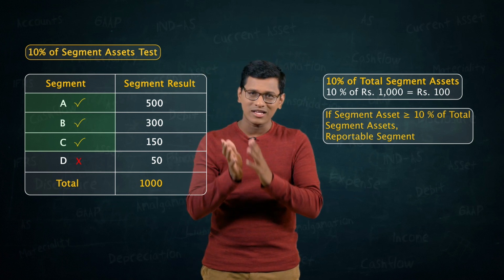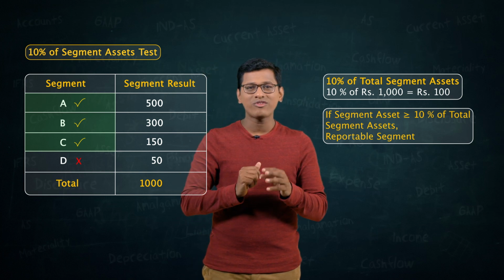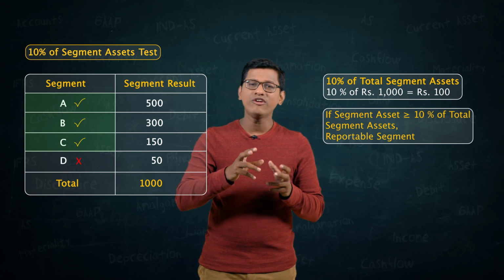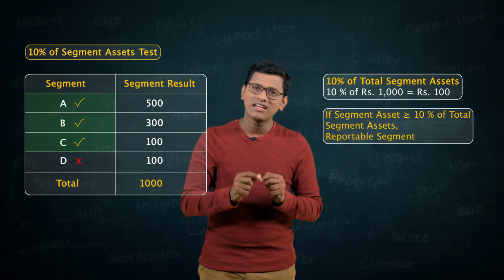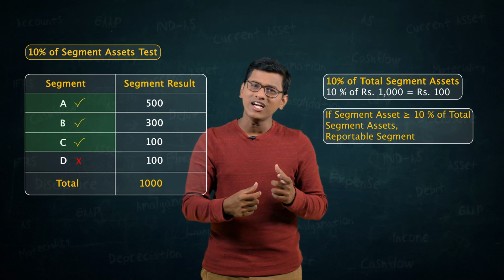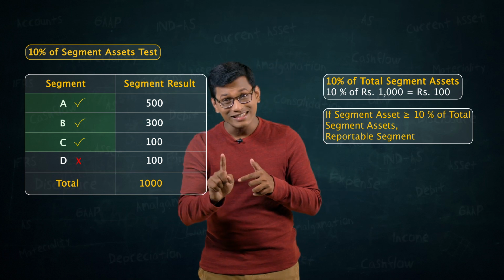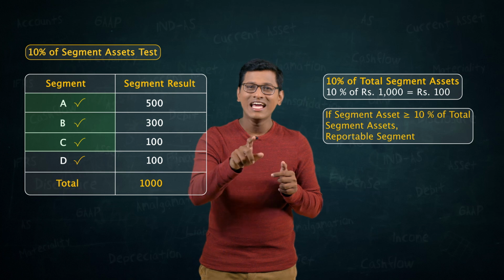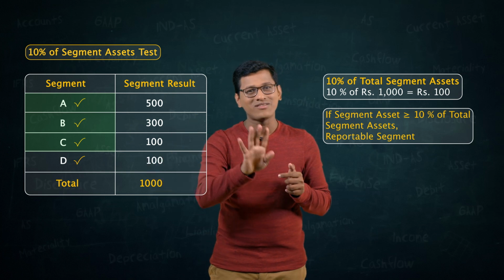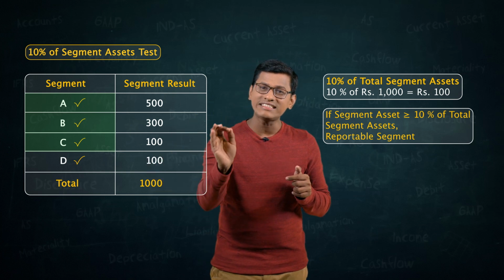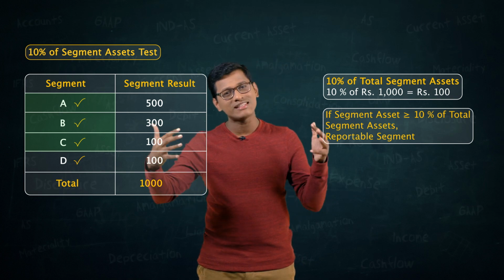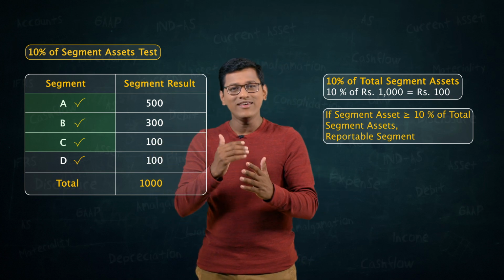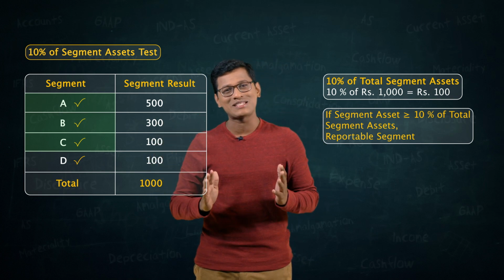Now, just imagine, instead of D being 50, if C were 100 and D were also 100, in such a case, if it is exactly equal to 100, will it become reportable? Yes, it will become reportable, because in all the 3 tests we have done till now, it is greater than or equal to 10%. So, in every step you are checking, even if it is equal, it becomes reportable. If it is less than that, only then it doesn't become reportable.